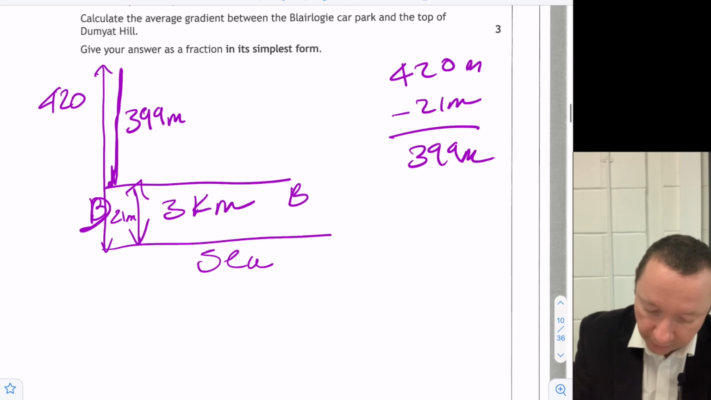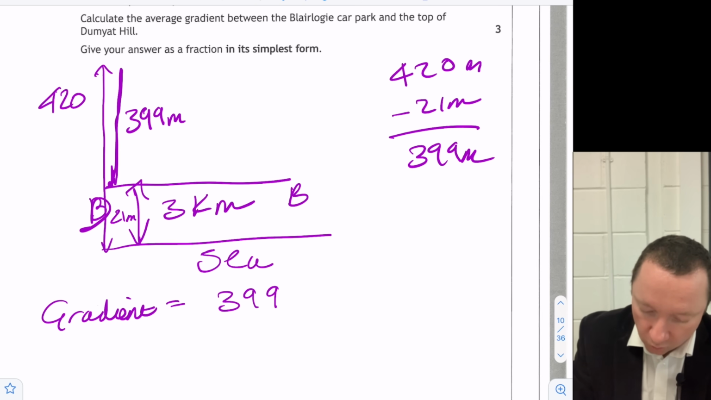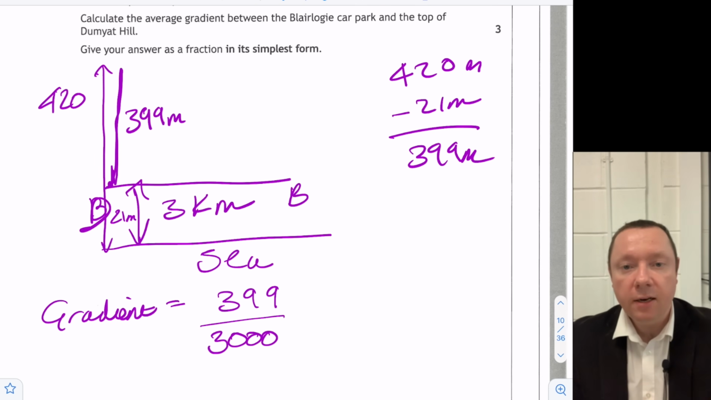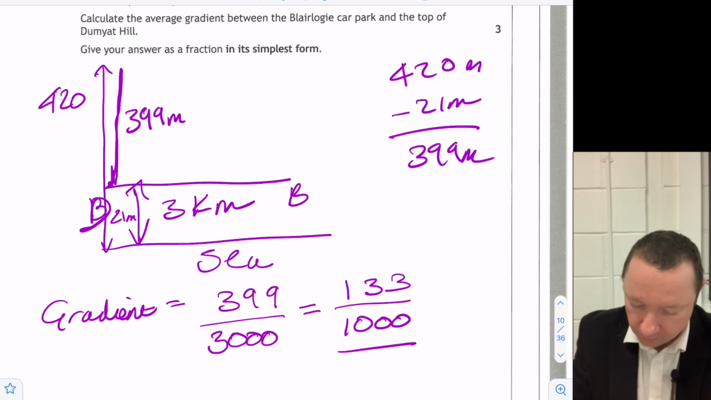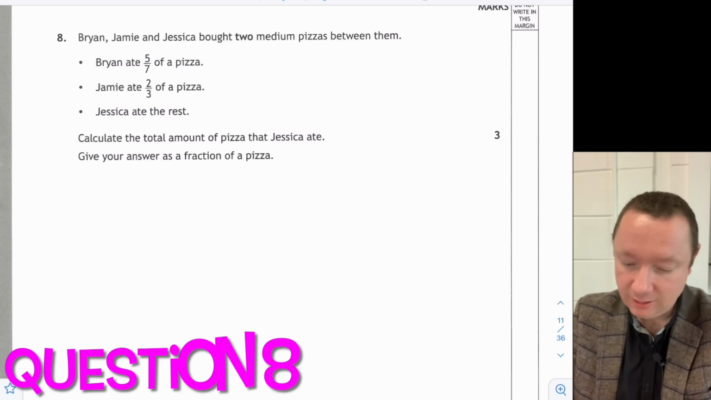So the gradient, 399 over 3,000. Don't forget to change that into thousands because it's kilometres and metres. Okay, we can divide by 3 to get 133 over 1,000.